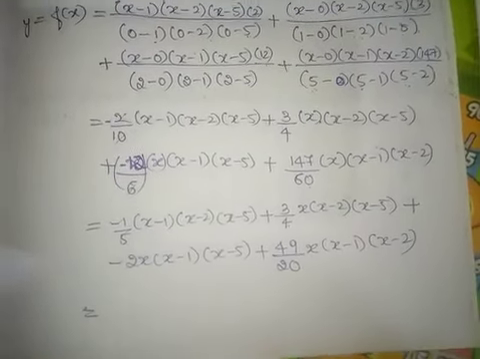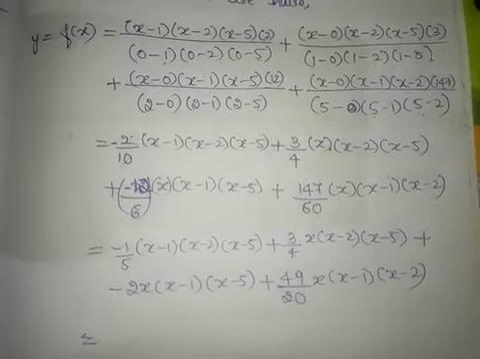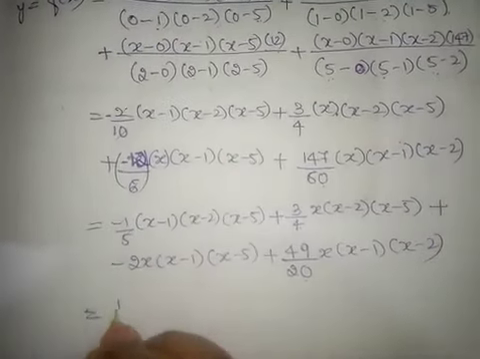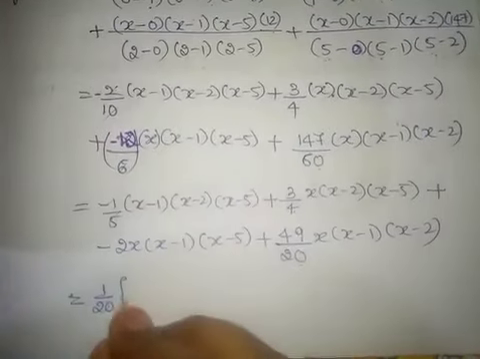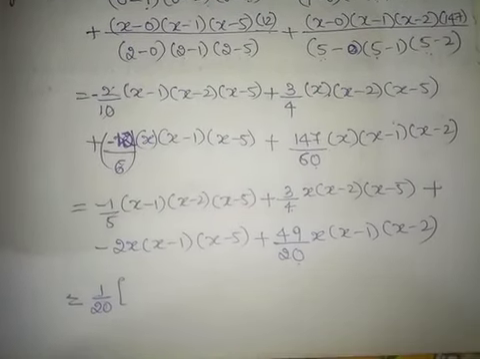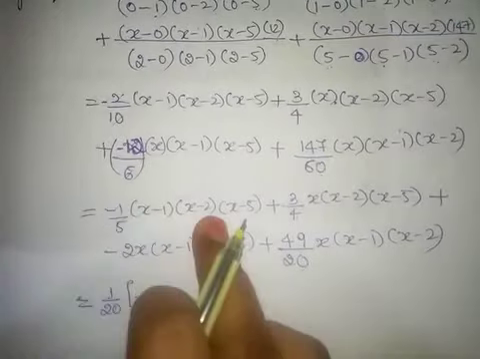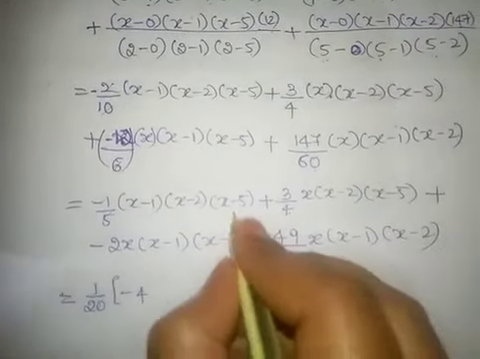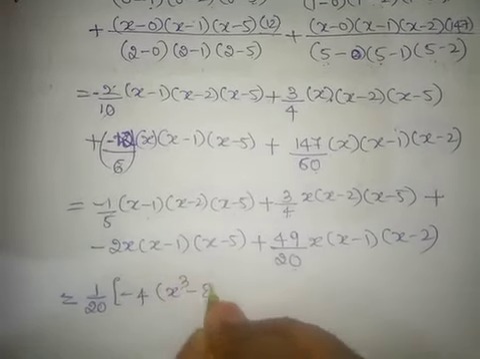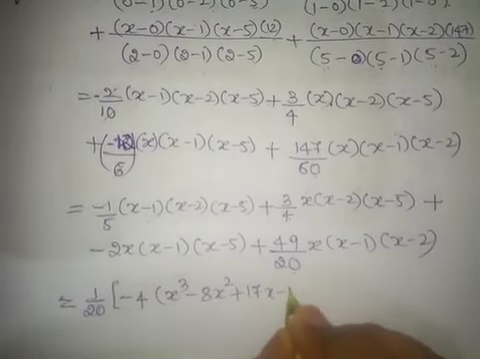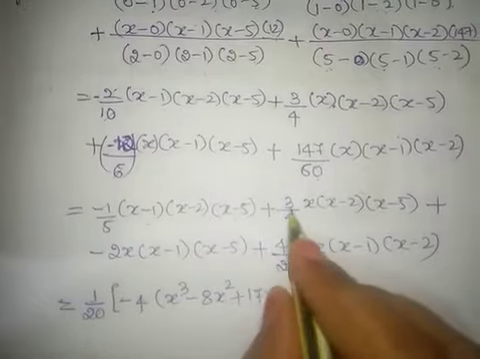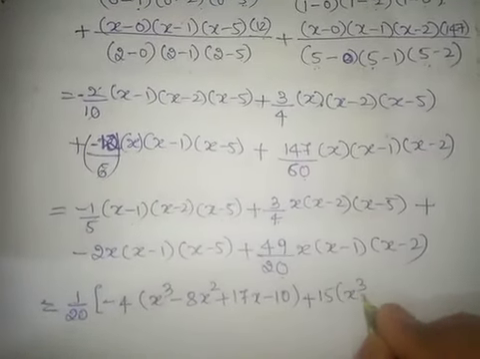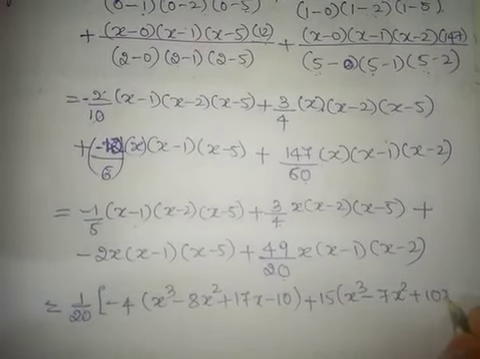Which is equal to, see, I have to take the LCM here. I will take 1 by 20 as the LCM. Okay, what we will get? 1 by 20, here I am taking 1 by 20 common, means 5 4s are 20, it will be minus 4 into, simplify this one, we get x cube minus 8x square plus 17x minus 10, plus, here we get 4 5s are 20, 5 into 3 is 15, x cube minus 7x square plus 10x.